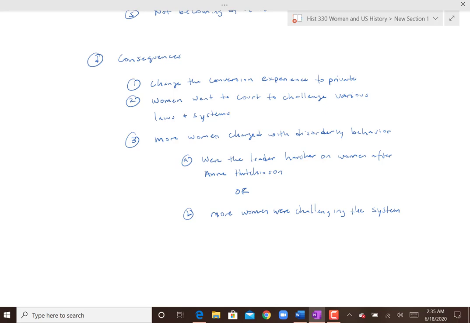Okay, so that's where we're going to stop with this. We're going to look at the Salem witch trials next: what they were, how they got started, how they were connected to Puritan society, and the structure of the trials and all that craziness that happened with it.